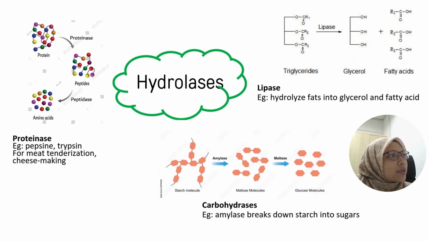And then for the proteinase, pepsin, trypsin for meat tenderization and in cheese making. So from complex protein, dia pakai proteinase and then dia dapat peptide and amino acid. So dia pakai pepsin and trypsin. So that's why bila kita buat meat, kita masukkan this proteinase, so meat tu akan jadi soft because the complex protein dia dah break down into simpler structure.